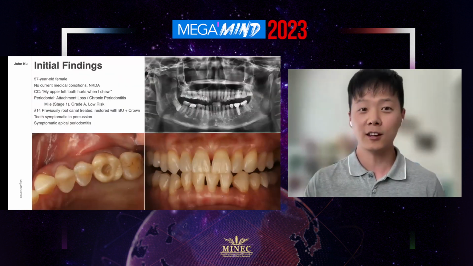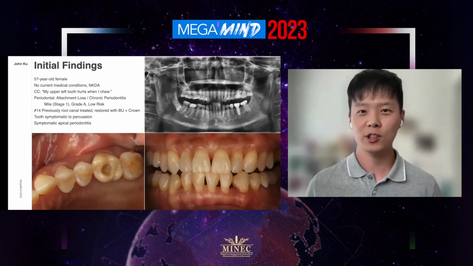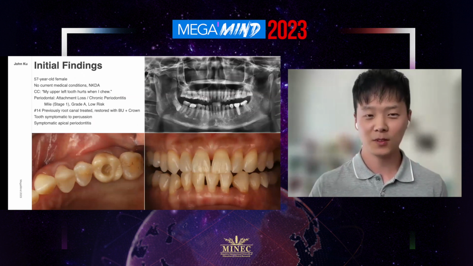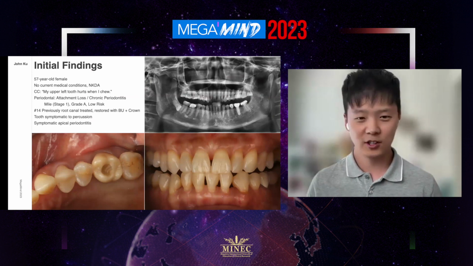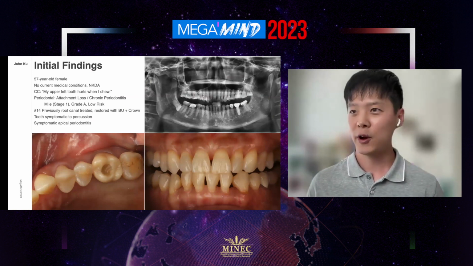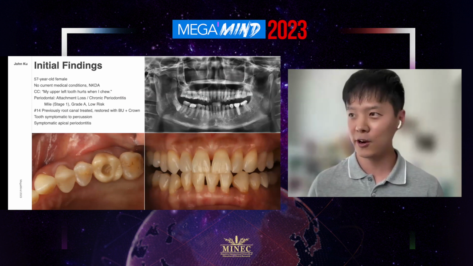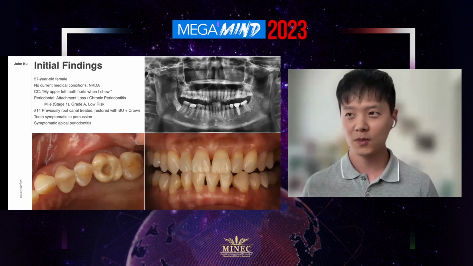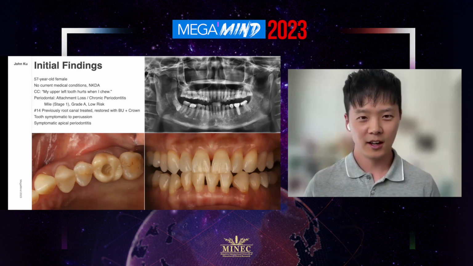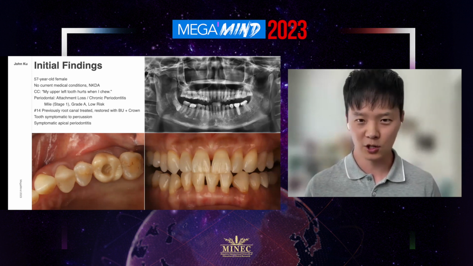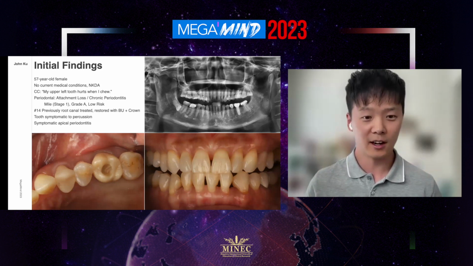So let's get right into the case. Meet Cindy. She's a 57-year-old female with no significant medical condition present. Her chief complaint was that something was bothering her on her upper left quadrant when she was chewing. Her periodontal assessment was mild stage 1, grade A periodontitis with low risk. And number 14 had history of root canal treatment before, and the tooth was symptomatic to percussion. Her current diagnosis is symptomatic apical periodontitis.